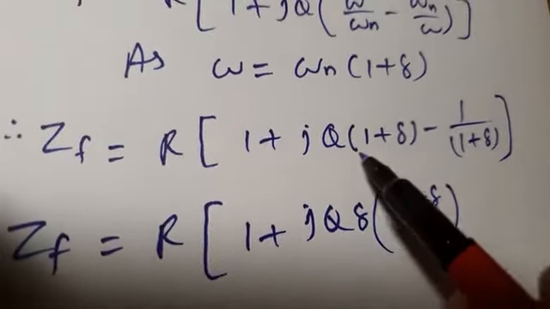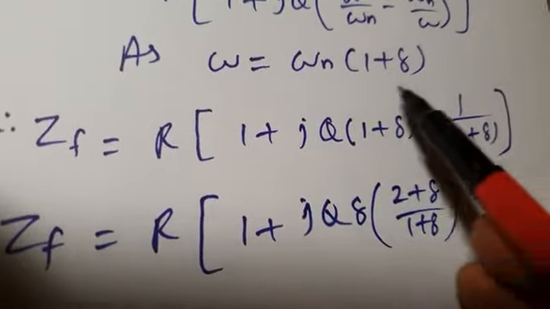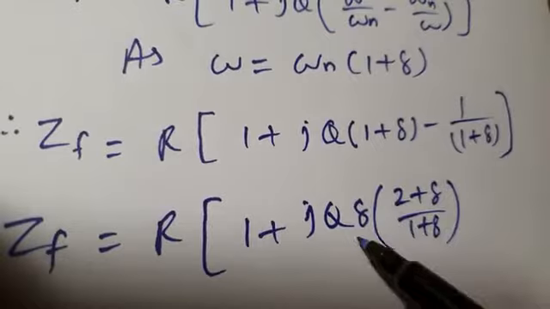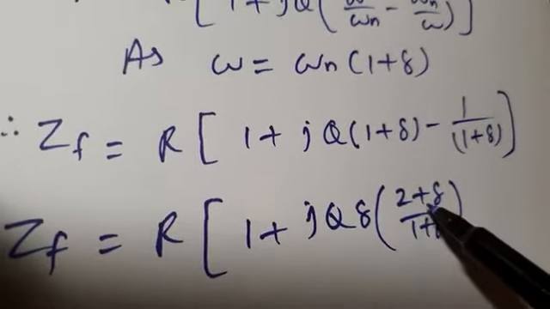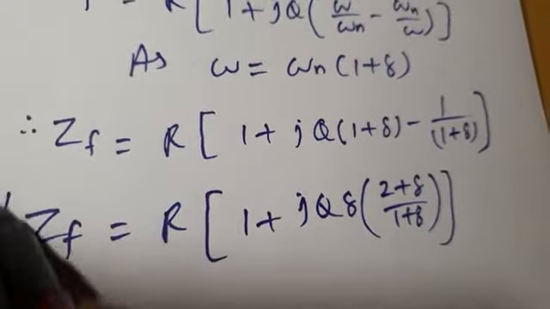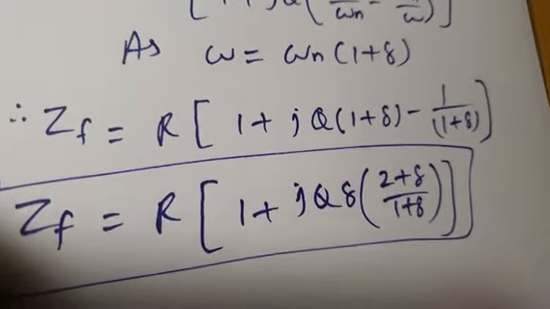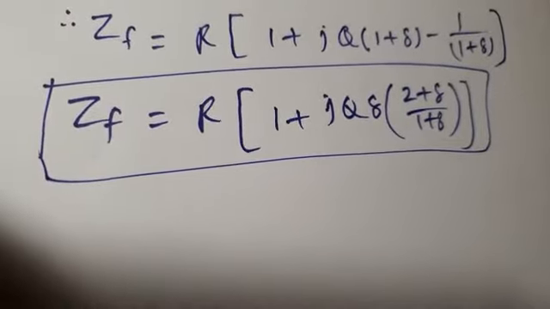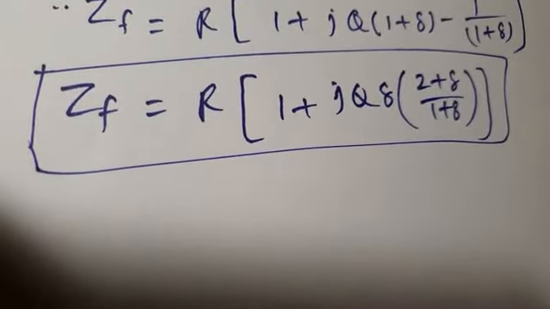If I solve this equation and take delta outside, this will be 1 plus JQ delta, with 2 plus delta by 1 plus delta inside. So this is the final expression for filter impedance corresponding to a particular harmonic frequency, when it is tuned to that harmonic frequency.